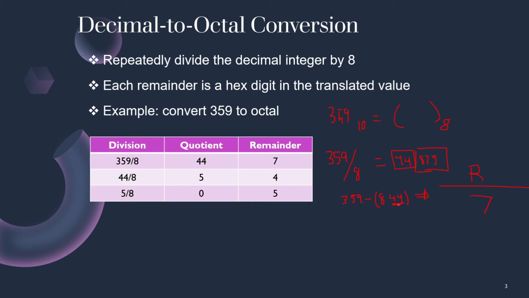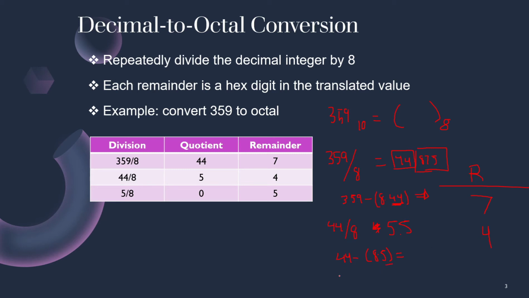Now we take this number, the 44, and we do the same thing. We divide by 8. How many times does 8 go into 44 without going over? It goes into it 5 times. So 44 divided by 8 is 5.5. What we want to do is figure out what's 44 minus 8 times 5. Obviously, 8 times 5 is 40, so we have a remainder of 4.